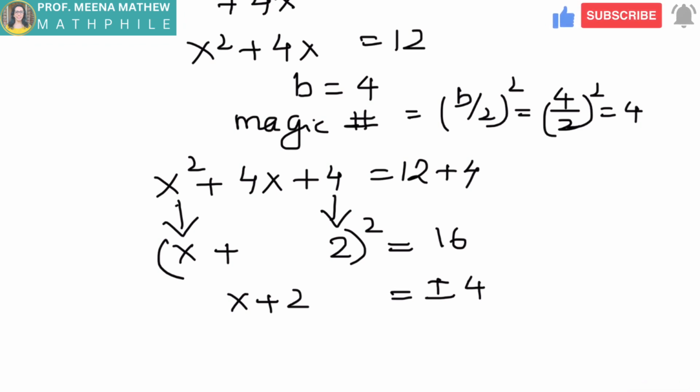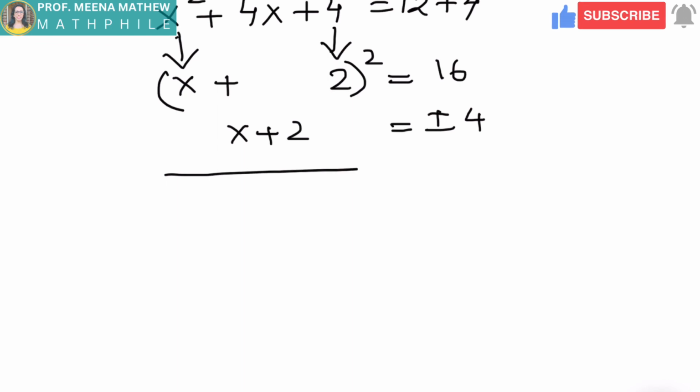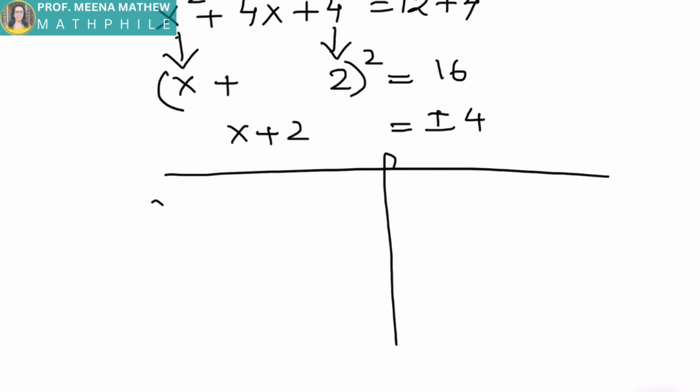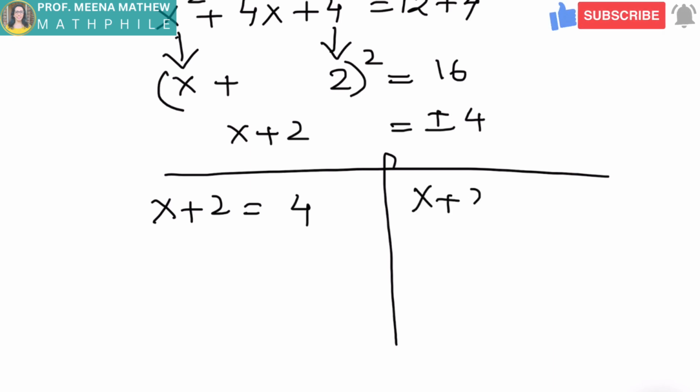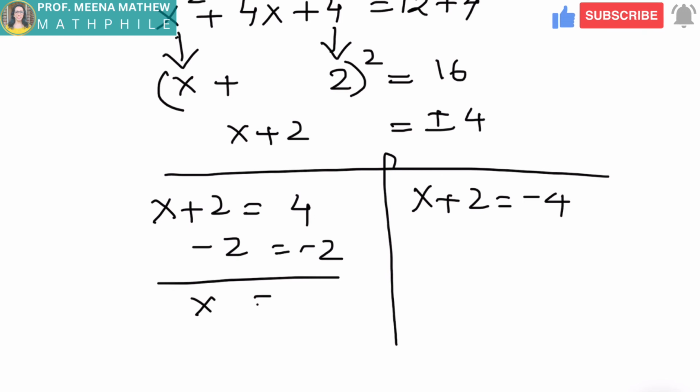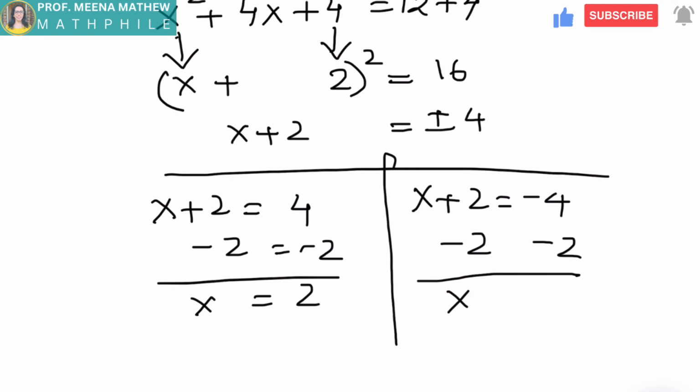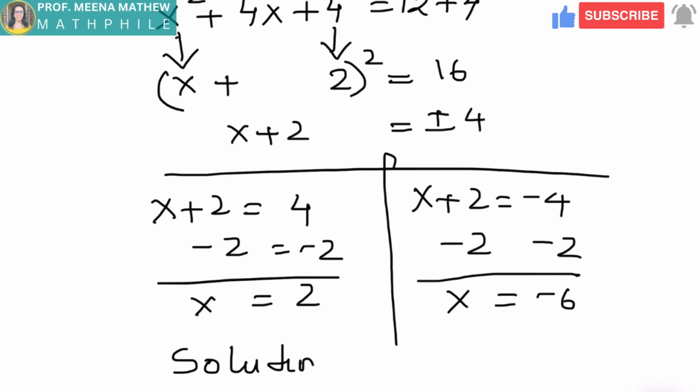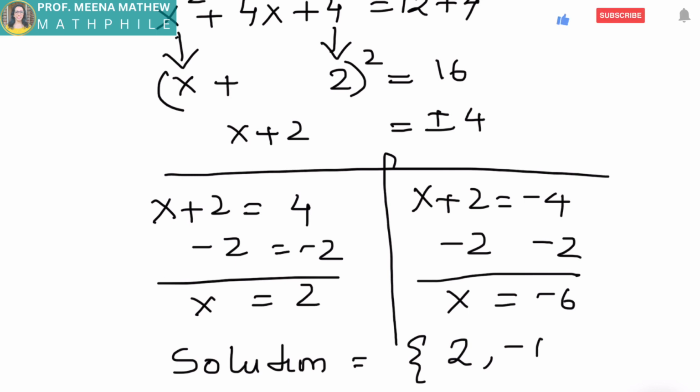We have two solutions. x plus 2 equals 4, x plus 2 equals negative 4. Solve for x. And here x equals 2, and here negative 2, x equals negative 6. So the solution is 2 comma negative 6.